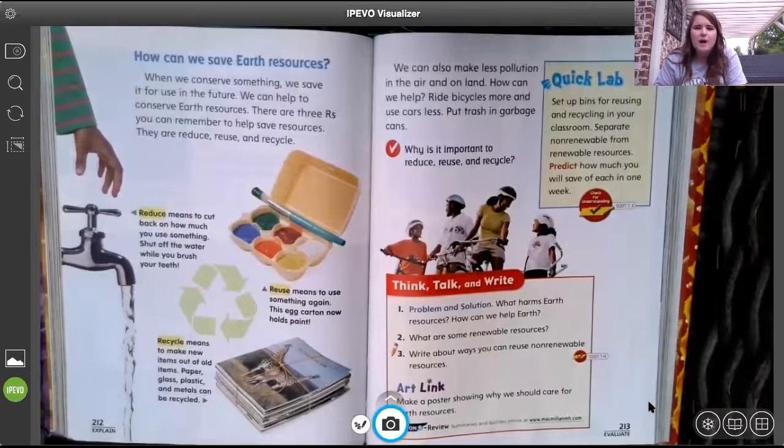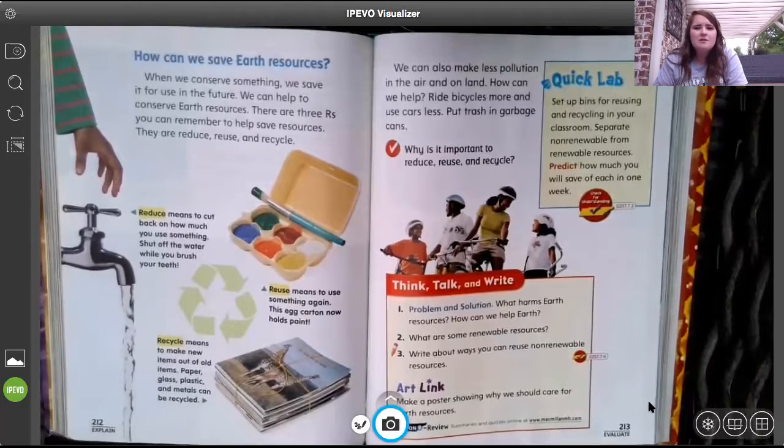So those are the 3 ways that we can help save our planet: reduce, reuse, and recycle. Those are things that we need to think about all the time. We can also make less pollution in the air and on land. How can we help? Ride your bikes more and use your cars less, and put your trash in the garbage can. Remember, it's up to us to make sure that we're not wasting our resources and that we're leaving our earth clean, because if we help our earth, then our earth will help us.